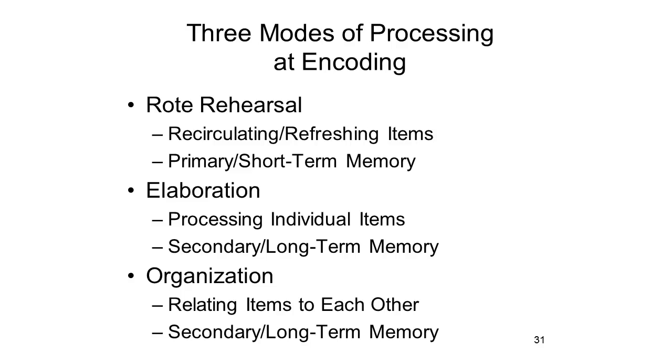Elaboration, which connects individual items to pieces of pre-existing knowledge. And organization, which connects individual items to each other. Elaboration and organization are critical to long-term memory. The more elaboration, the more organization at the time of encoding, the better the memory at the time of retrieval.